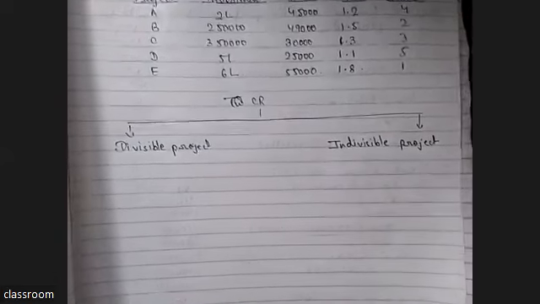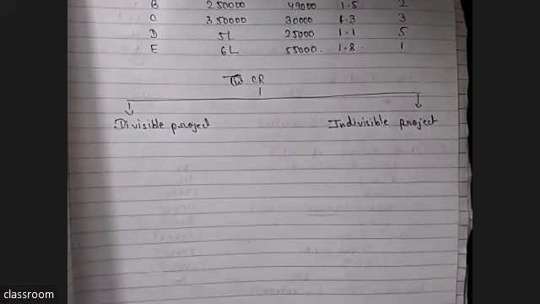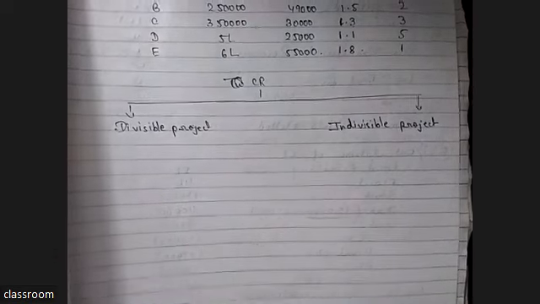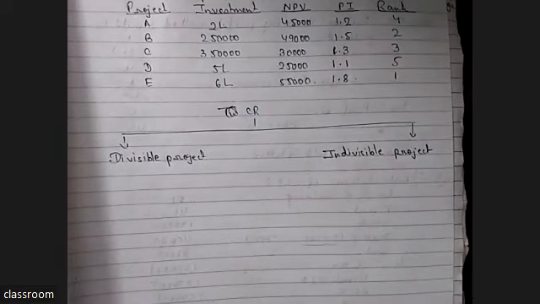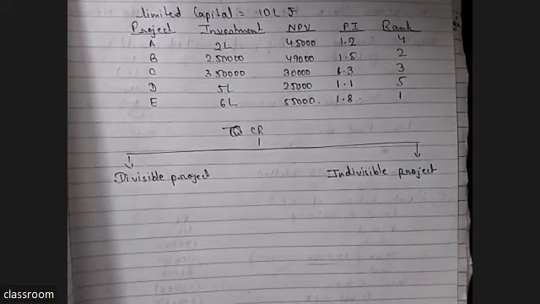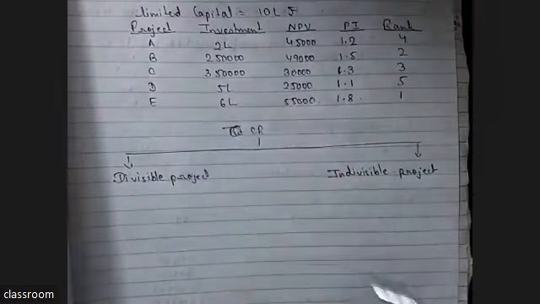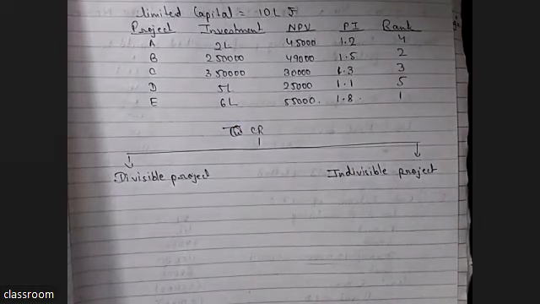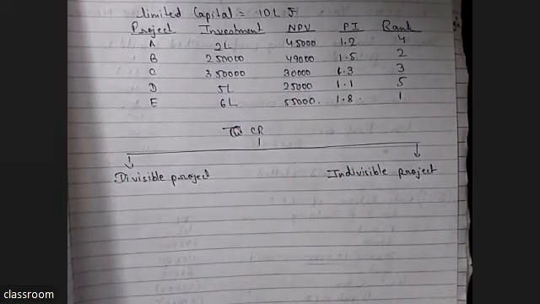So in capital rationing, first we need to understand two types of project, divisible project and indivisible project. Divisible project means you can divide the machine and buy some part of that machine. What does this mean? Like we are trying to buy a computer. If you don't have enough money left to buy the whole computer, you can buy some of its parts like desktop, CPU, keyboard, mouse.